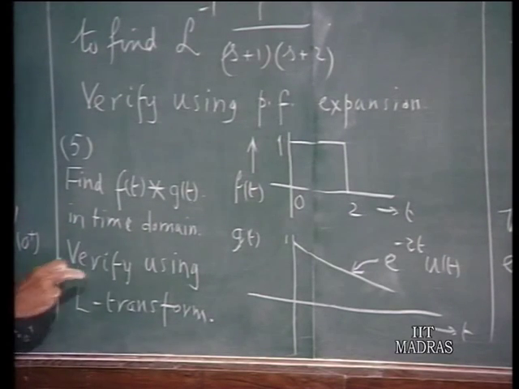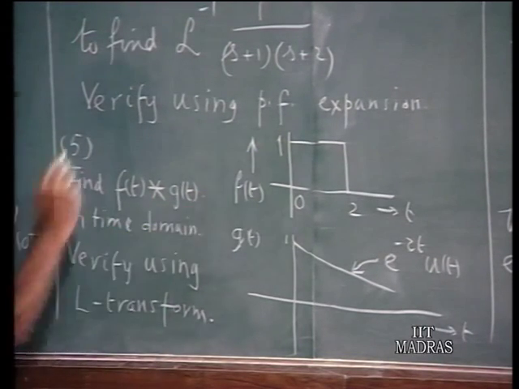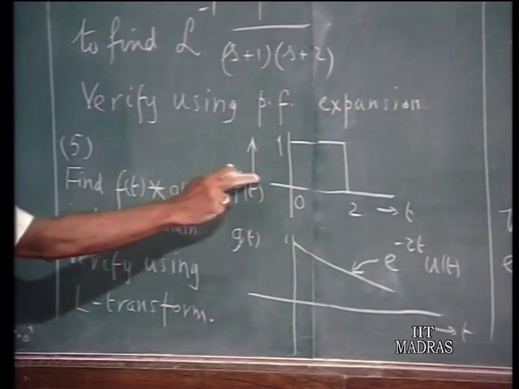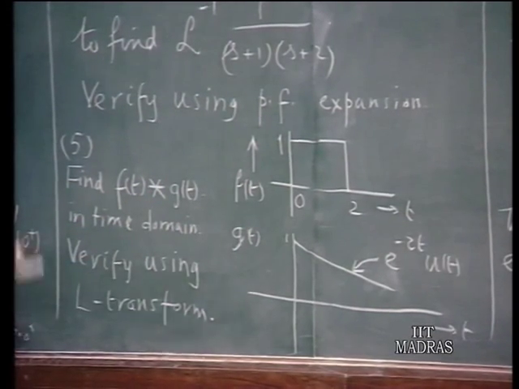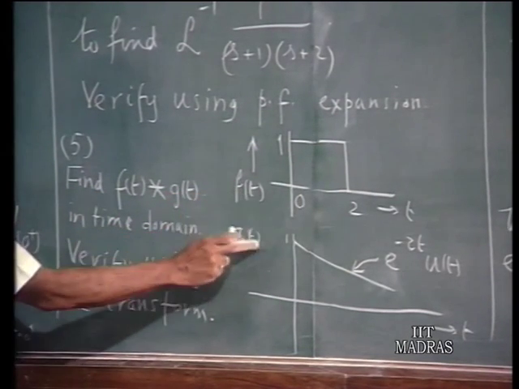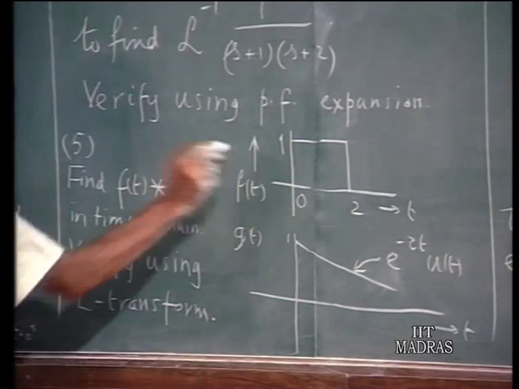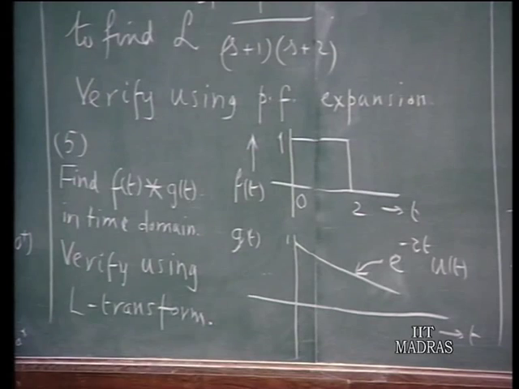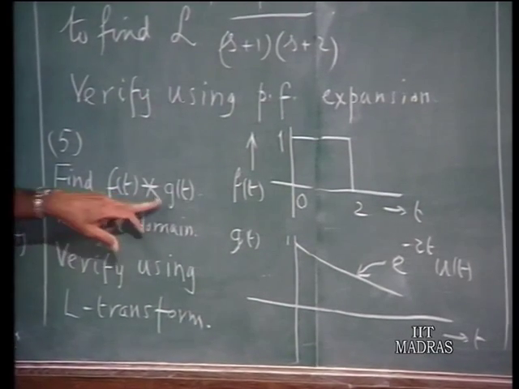As an alternative, verify using Laplace transform. In the second step, what you have to do is find the Laplace transform of f of t, find the Laplace transform of g of t. Since we are interested in the convolution of these two, whatever is the result of this convolution must have for its Laplace transform F of s times G of s. So you find the Laplace transform of this, find the Laplace transform of this, both are simple to find out. Find the inverse Laplace transform, you get f of t star g of t.